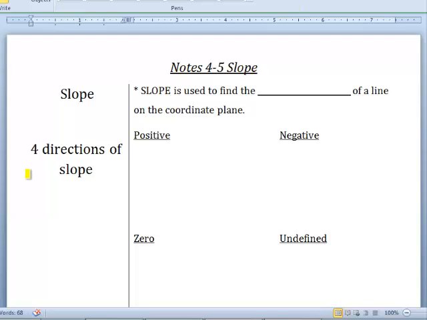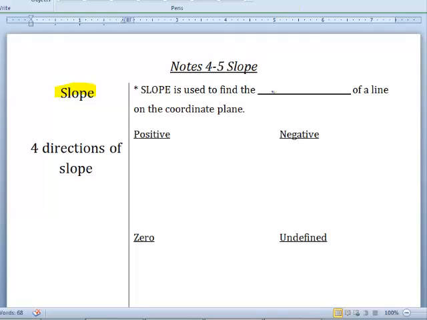Alright, slope is something you should remember from algebra. We talk about a couple different ways in geometry and we use it quite a bit. First off, we want to talk about the purpose of slope. Why do we even have slope? Slope is used to find the direction of a line on the coordinate plane. Now it's very important that we know slope is always read left to right. So when you're looking at a graph, it's always read from the left side to the right side, just as if you were reading a book from left to right. So make sure you always do that.